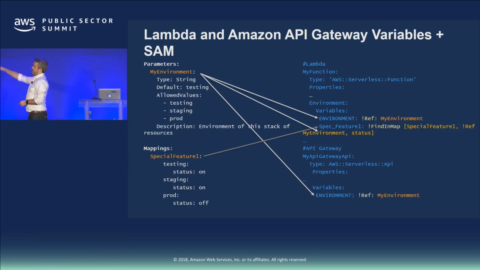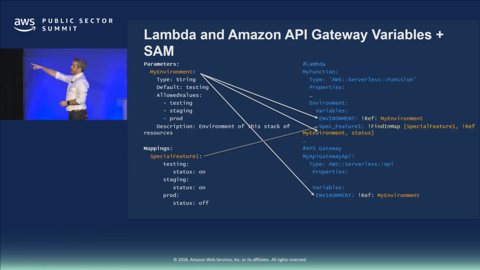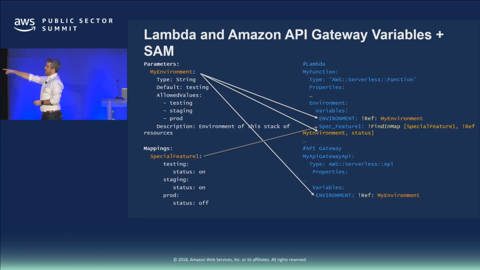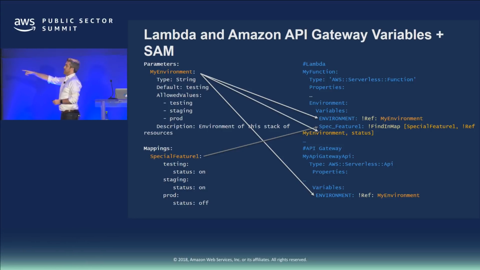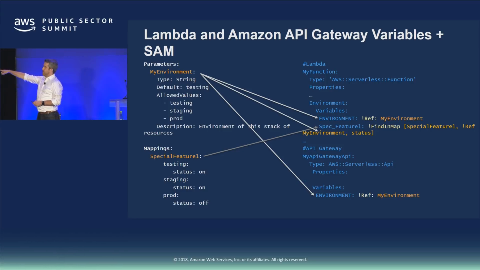And so inside of my Lambda function, I'm going to pass into the environment variables the environment for my function. So I'm reffing there. That's an intrinsic function, that exclamation ref. I'm reffing the parameter. And then I also have down under special feature 1 here another intrinsic function called find in map. And what this is going to do is say inside of the special feature 1 mapping, pass in my environment and pull out status.